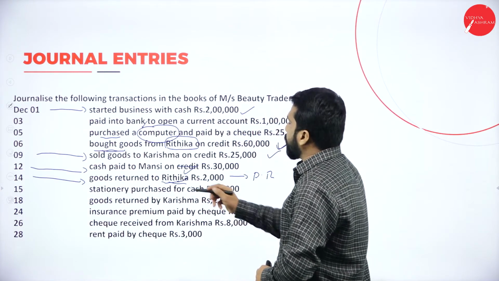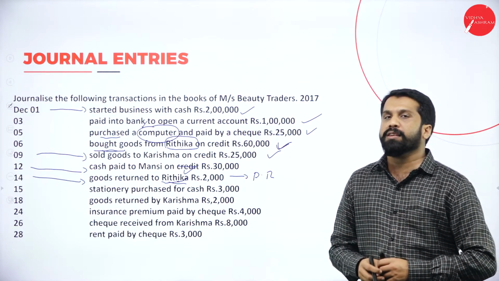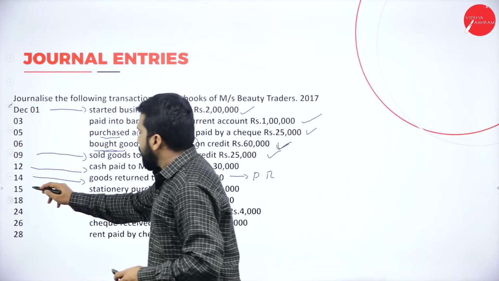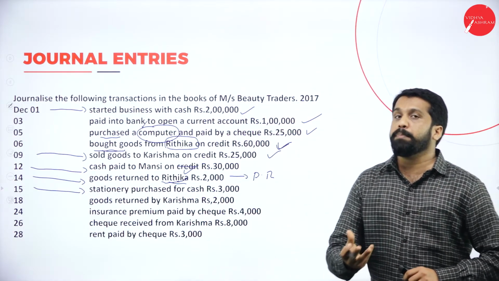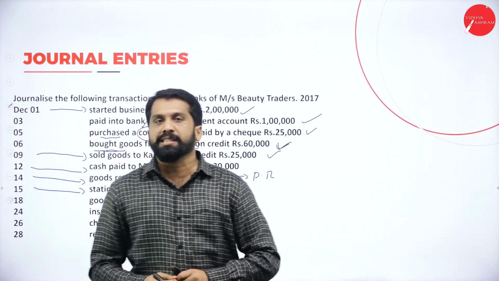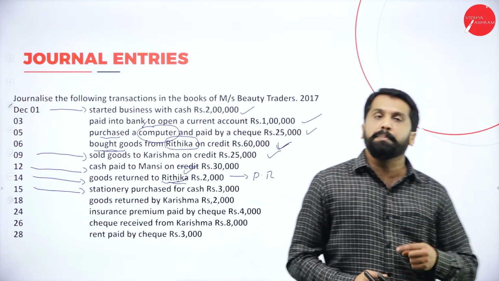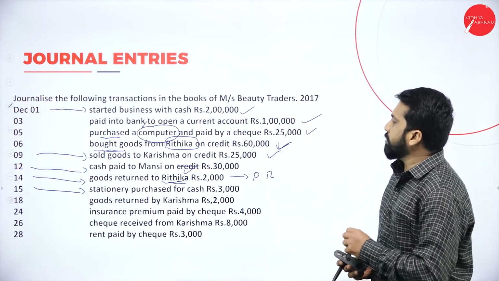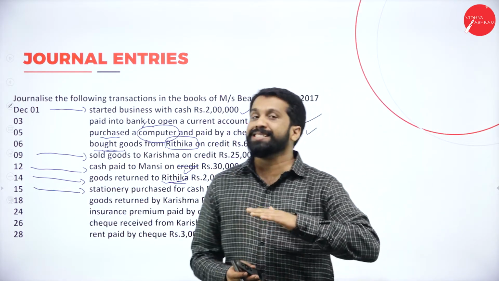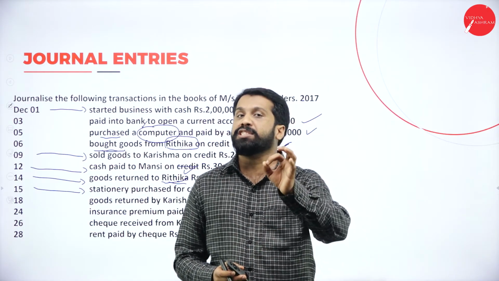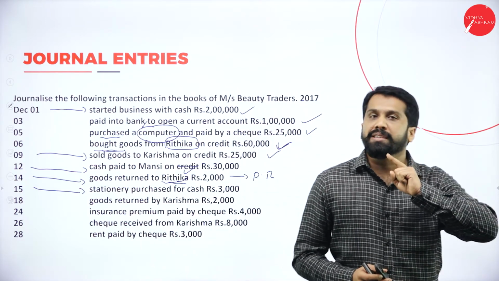Next. Stationery purchased for cash. Now, are you receiving or paying? You are paying. Why? Because wherever purchases come, you are paying cash. If you want to purchase, you should pay cash. So, you are paying cash here. Now, it is very simple. Stationery purchased for cash. Cash is down. What are you purchasing? Stationery. Stationery is up, cash is down. Stationery account debit to cash account.